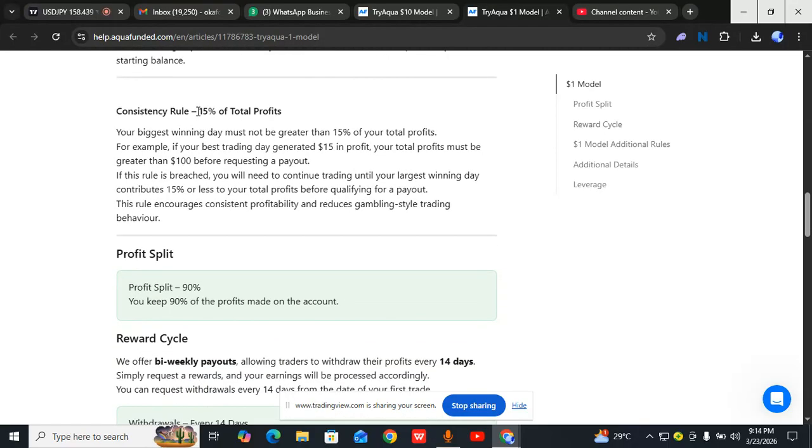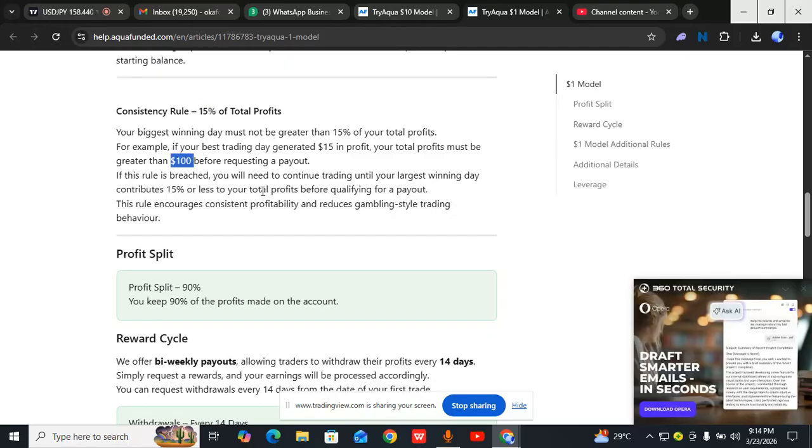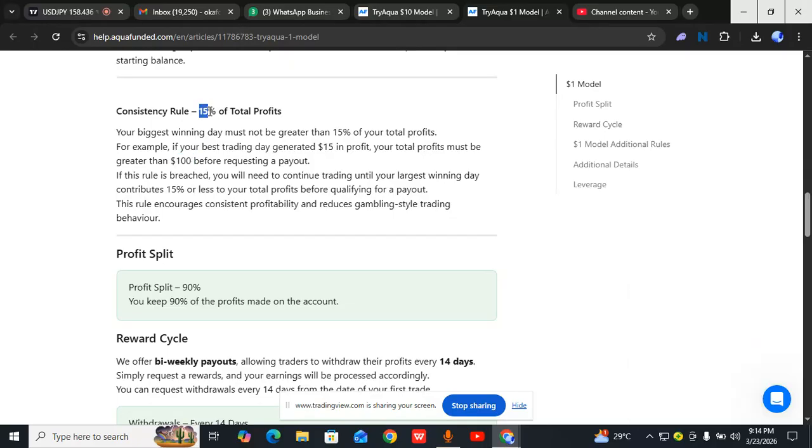Now, the consistency rule is 15%. What it simply means is that, now let's be real, everybody's going to be targeting $100 mostly on this account. Why? Because that is the maximum you can withdraw as a one-time withdrawal. Okay, yeah, that's the maximum. Once you hit $100 withdrawal, then that is all. So let's say you are targeting $100, right? You should not make more than $15 per day to be on a safer side.